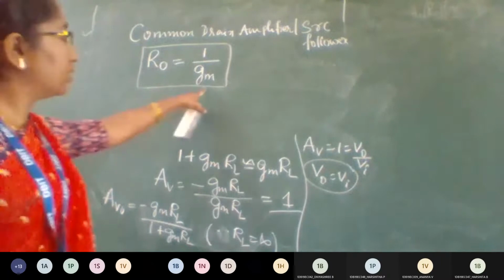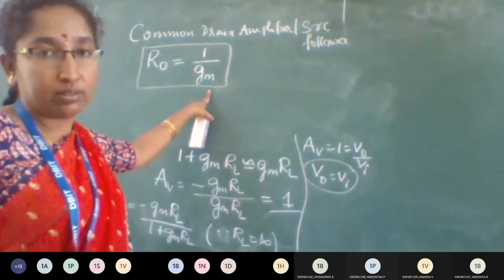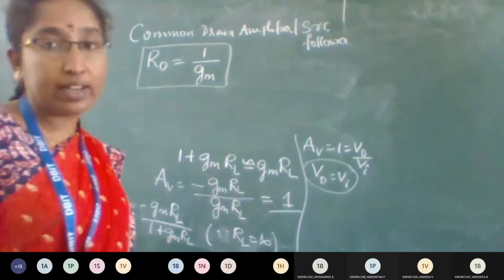Now, what will be the value of Gm? It will be in the milli range. So is the output resistance higher or lower?